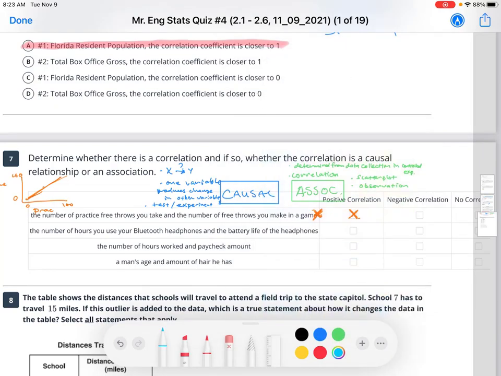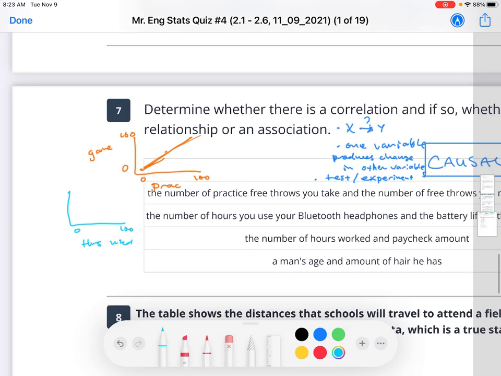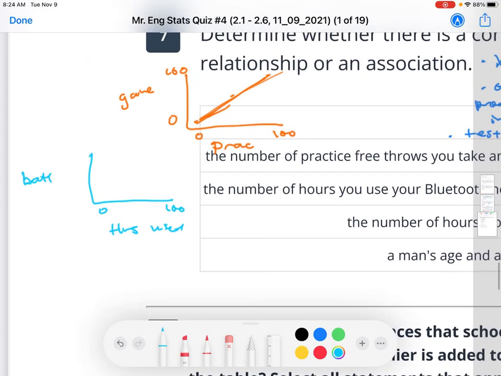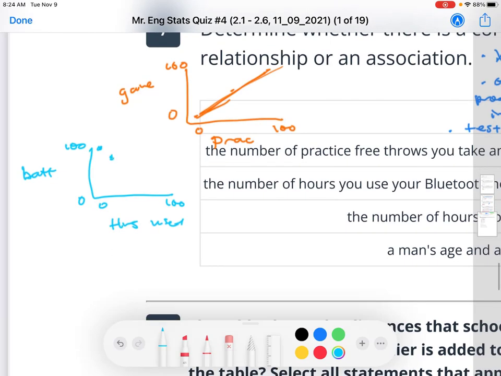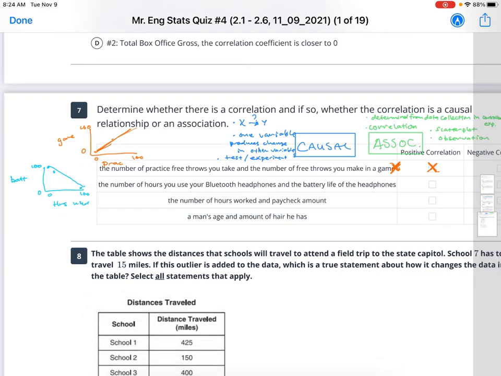All right, the second one, the number of hours you use your Bluetooth. Hours used, so we'll say 100. And then battery life. So, in the very beginning, hours used, it's probably at 100. And if you use it 1 hour, you might have 98%. And if you use it 100 hours, then you'll probably have 0% battery. So I would say that this one is a negative.